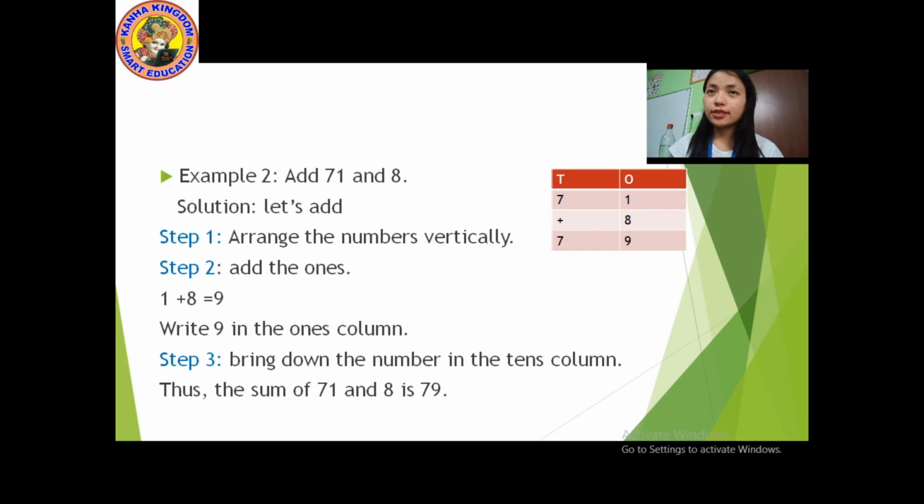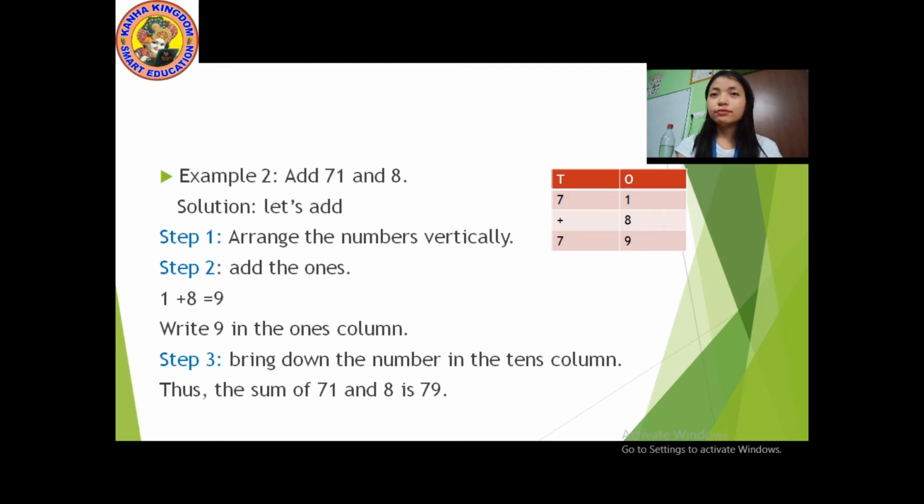Okay, the first step was to arrange the numbers vertically. At first we arrange these two numbers vertically in the place value chart, right student? And step 2 was add the ones. We add the ones, and after adding the ones, step 3 was bring down the number in the tens column. We bring down 7 in the tens column, right student?